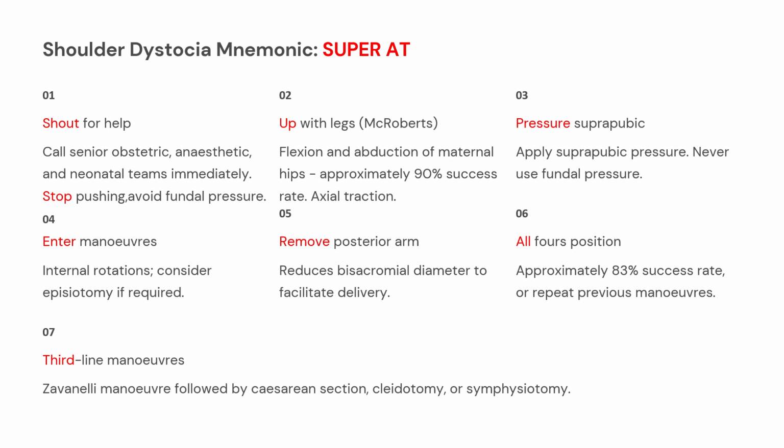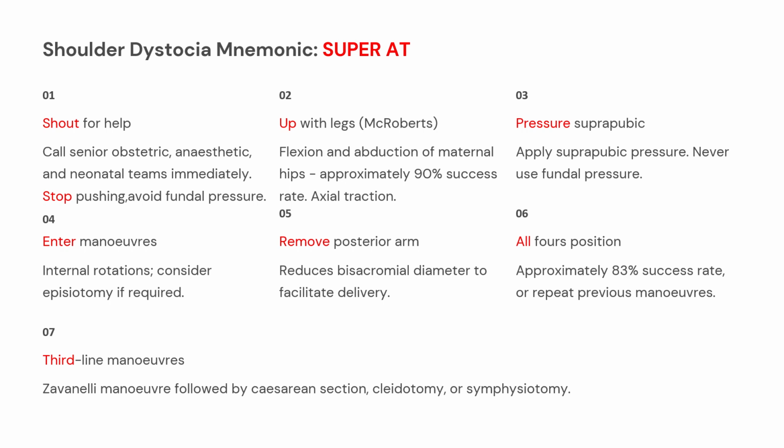Fourth, enter maneuvers, which means internal rotational maneuvers. You might want to consider episiotomy at that time. Fifth, remove the posterior arm of the fetus. This reduces the bisacromial diameter to facilitate delivery of the fetus.